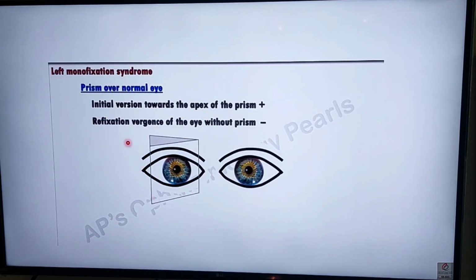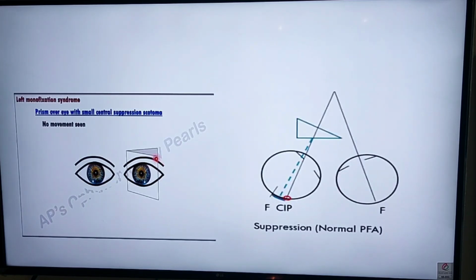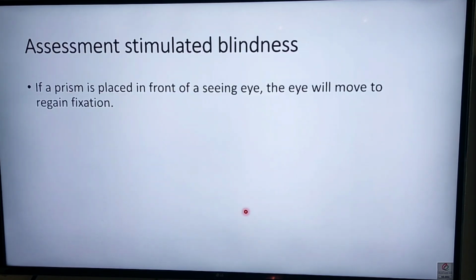So if you look over here, even if the light falls over here, there will be no movement. Right? So what would you have? You'll have your initial version movement, which means both of the eyes will move towards the left. But there will be no refixation movement, so there will be no vergence movement. Now, if you place the same prism in front of the left eye, as I've said, there is a microtropia in the left eye, there will be no movement because the light is stimulating the suppression scotoma. Right? So no movement at all.